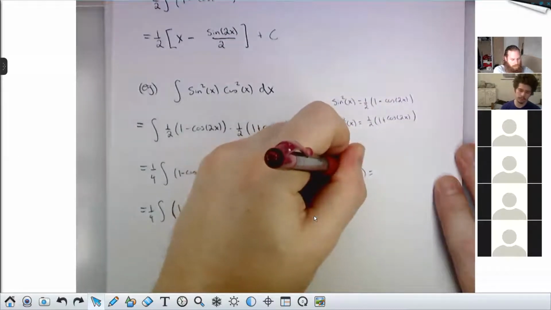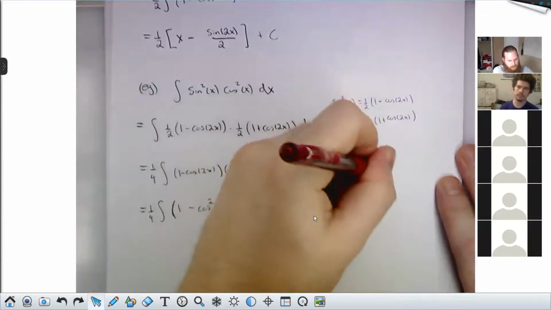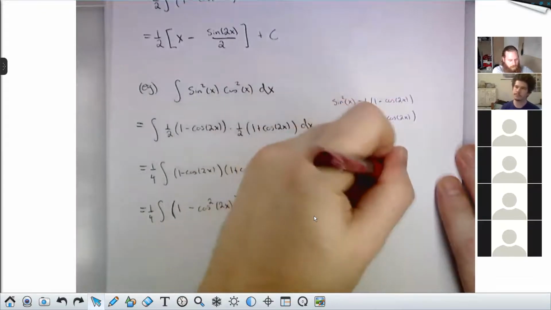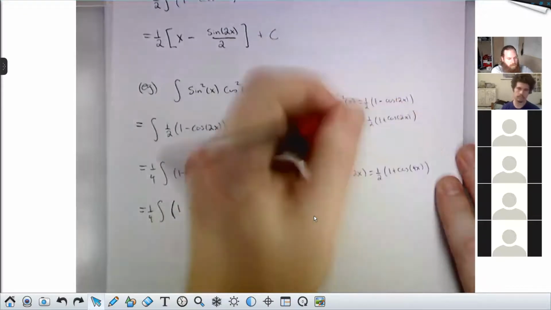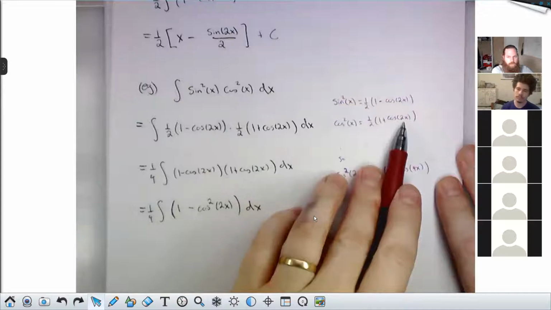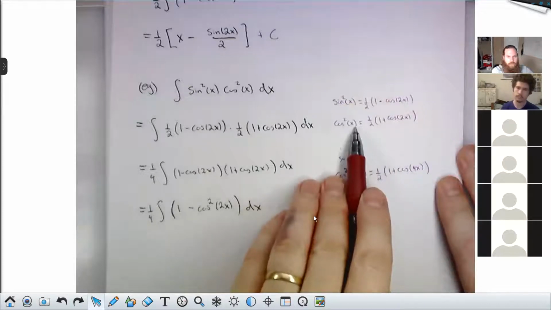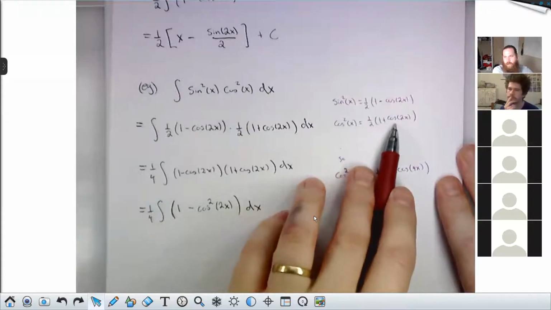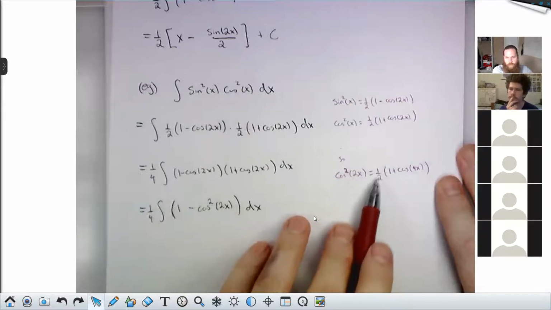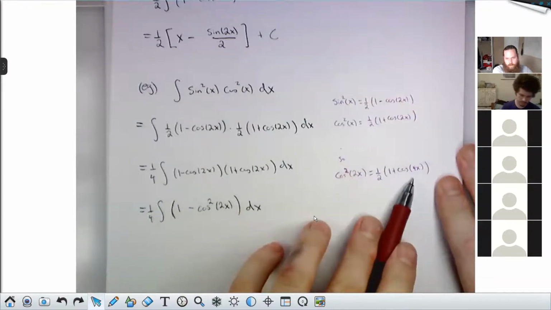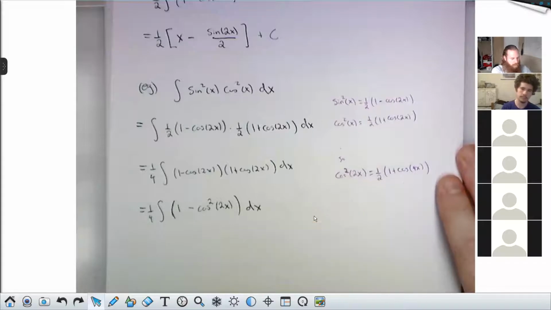The angle on the right side would be 4x. Very good. The thing that's over here is just double the thing that's in here. This could be cos squared of anything, and I would get 1/2 times 1 plus cosine of 2 times that thing. So if this is cos squared of 2x, I get 1/2 times 1 plus cos 2 times 2x, which is 4x. So that's what I'll use here.